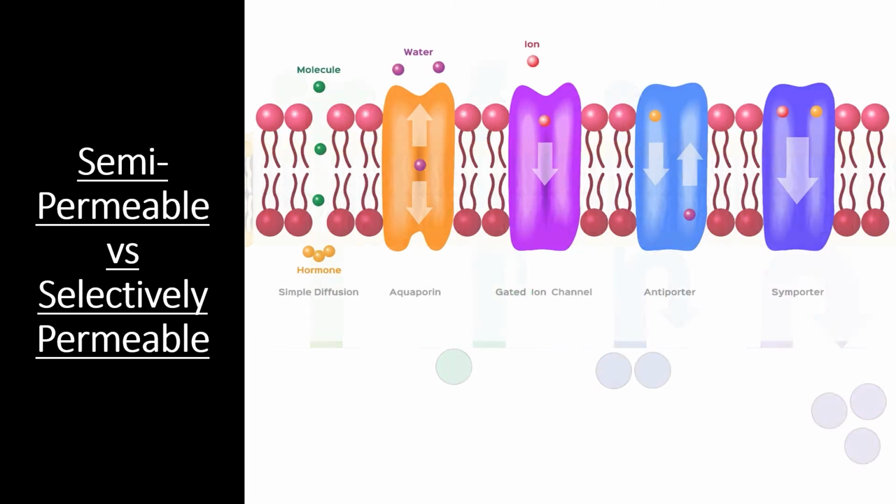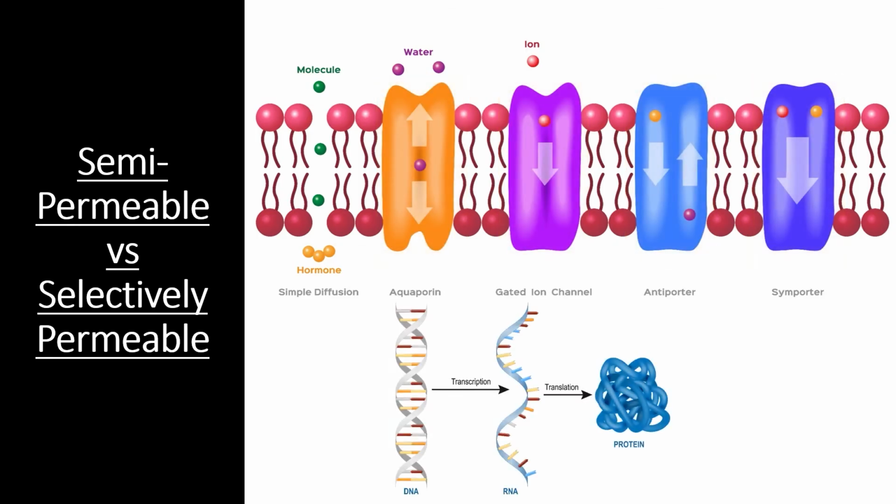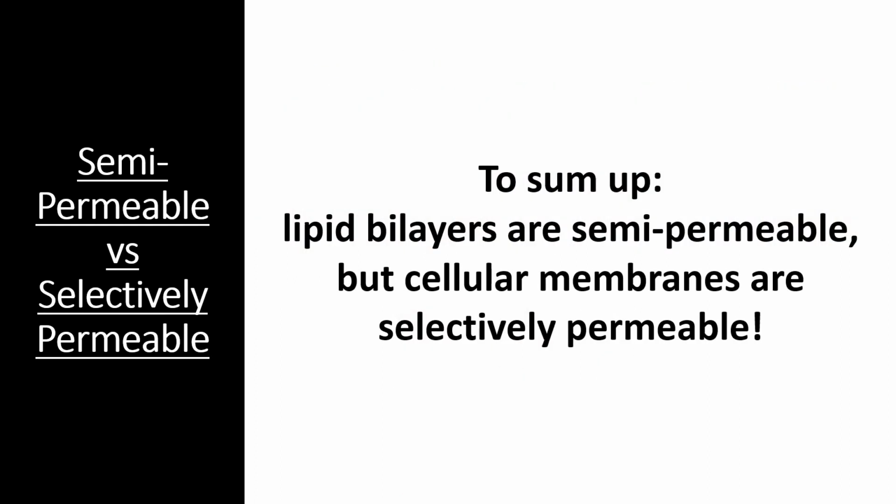But a living cell membrane is made up of much more than just phospholipid molecules. Most importantly, the cell membrane has a number of embedded protein channels and carrier proteins that select specific molecules to let through. Since these proteins are made from the DNA code and embedded into the cell membrane through internal cellular mechanisms, it is as if the cell itself is selecting which substances cross the membrane and which substances are prohibited from crossing. To sum up, lipid bilayers are semi-permeable, but cellular membranes are selectively permeable.